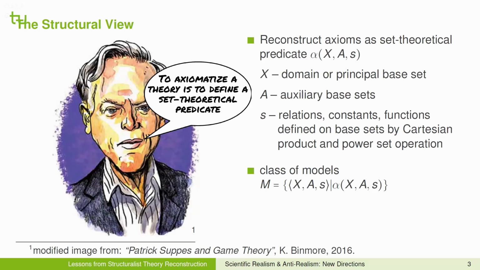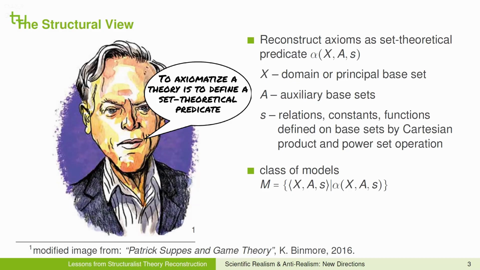So, if you know anything about the structural view, possibly the slogan coined by Patrick Suppes: to axiomatize theories is to define a set-theoretical predicate. So basically, if you want to have a rational reconstruction of a theory in the structural view, you simply have to write down the axioms as a set-theoretical predicate, more or less what you have done in your presentation already. So we don't have to care about observational vocabulary or any rules of inference. We can directly start with our axiom, and we are almost done with our reconstruction.